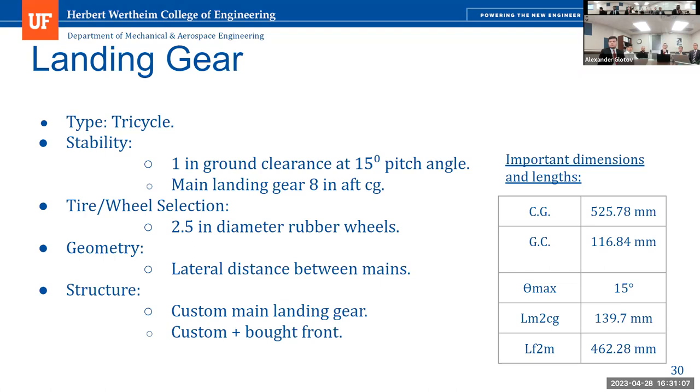For the tire wheel selection, we decided that the best way to go would be 2.5 inches in diameter and rubber wheels. Rubber wheels were chosen over the other materials because although they are a little bit more expensive, they offer less friction and greater resistance compared to their counterparts. And for the structure, we purchased our landing gear from Amazon and eBay, and we modeled a couple of structures to adapt it to the fuselage. That way we could integrate the parts that we got online to the fuselage that we designed ourselves.